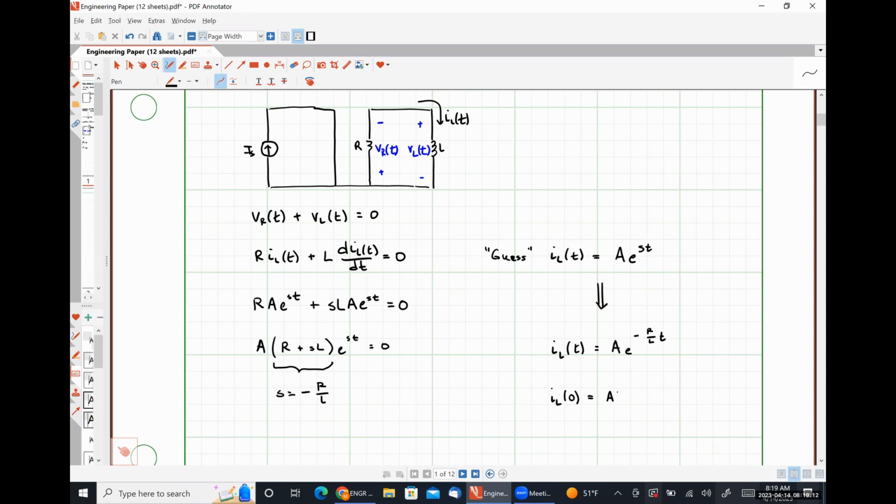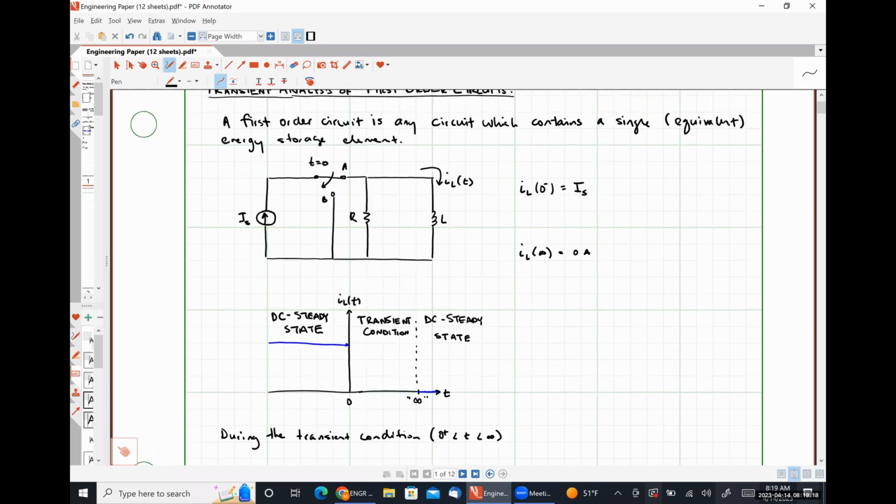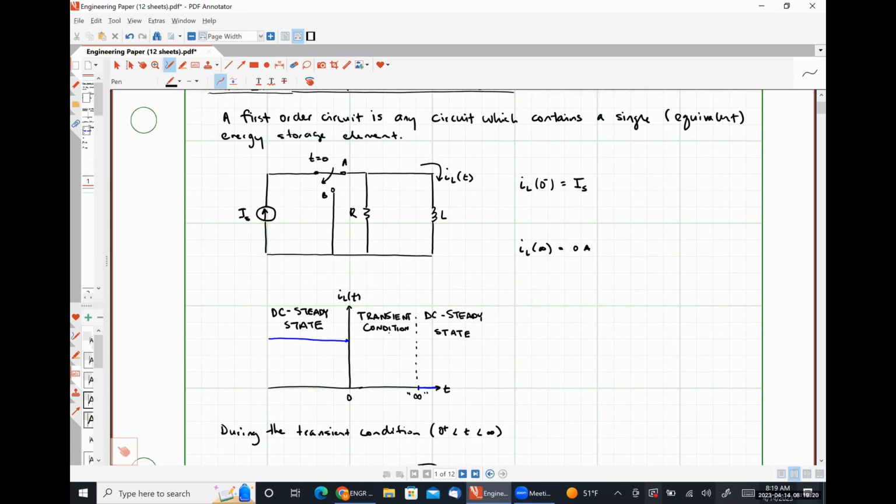All right. So what is our inductor current at 0? Our inductor current at 0 minus was IS, but we're in the transient condition where we're at 0 plus and greater, right? So we need to figure out what IL at 0 plus is. Anybody have any thoughts?